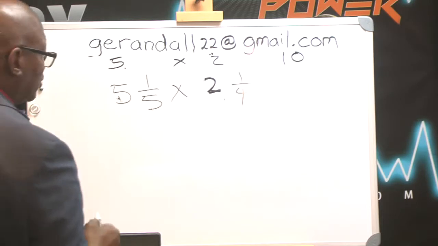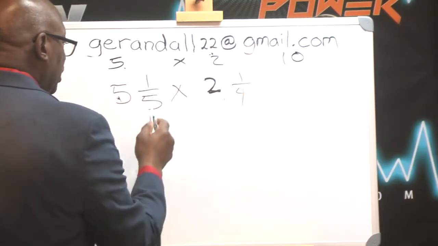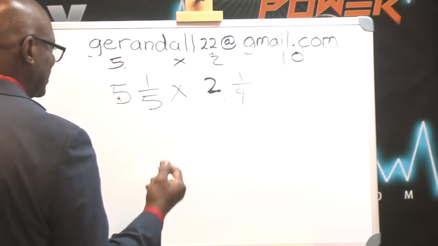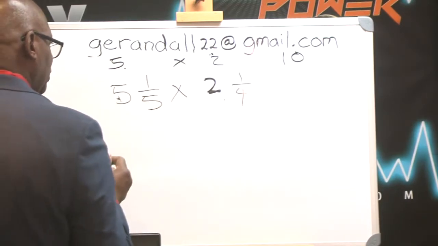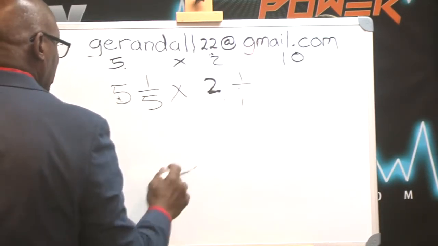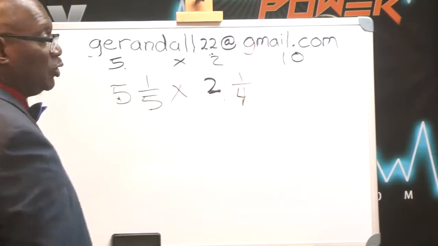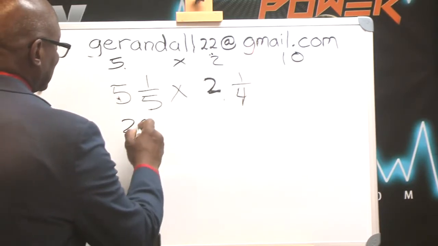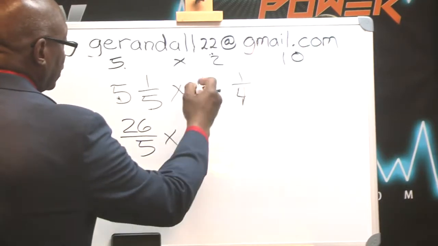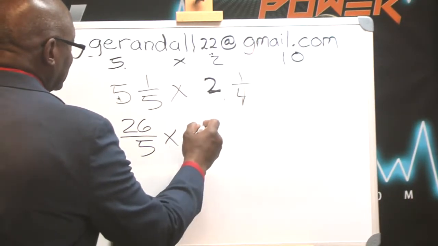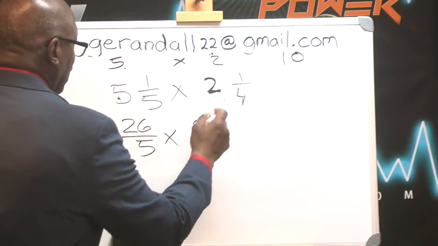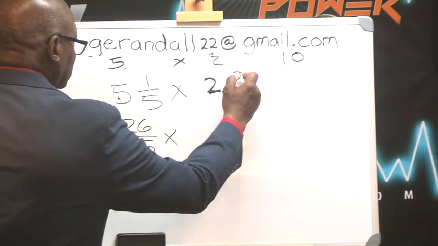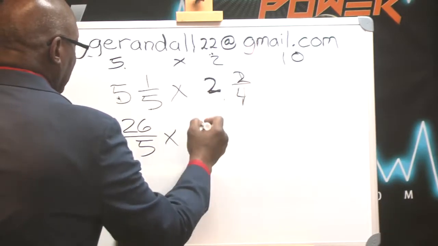But we know our answer is going to be a little bit more because we're multiplying by more than 5 and more than 2. But the process is the same. We got to convert these mixed numbers to an improper fraction. Again, 5 times 5 is 25 plus 1 is 26 over 5, and 4 times 2 is 8 plus 1 is 9. And let's change this a little bit because we need to make this a little bit quicker. We'll change this to this. And again, that'll be 10 over 4.